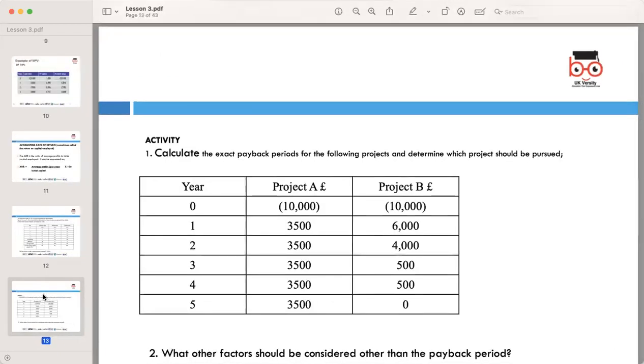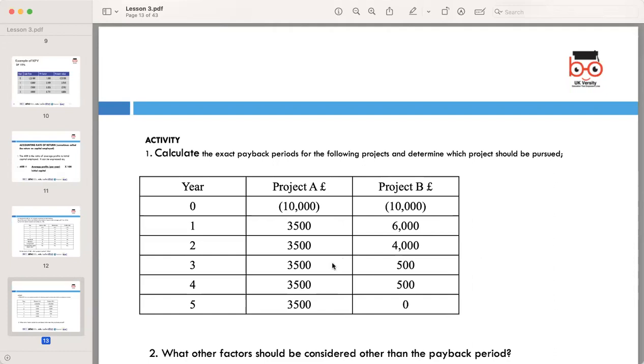Calculate the exact payback periods for the following projects and determine which project should be chosen. Project A has an initial investment of 10,000, and project B is the same, 10,000. Then the yearly cash flows are listed for each year. To calculate the payback period, we sum the cash flows until we reach or surpass the initial investment.